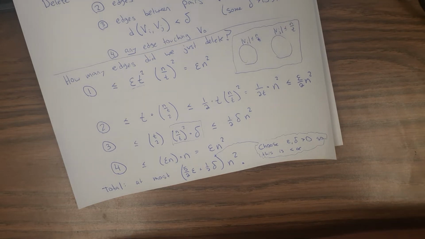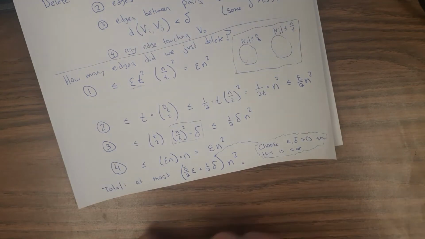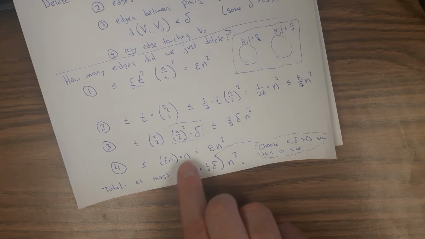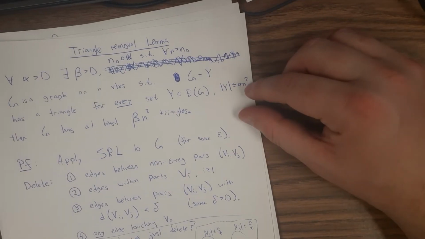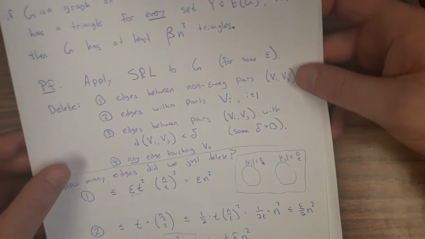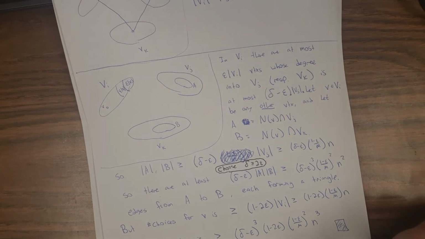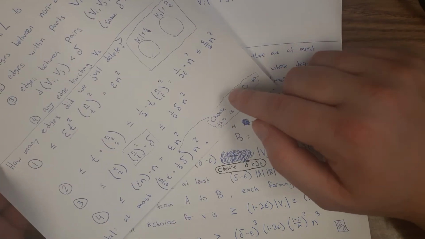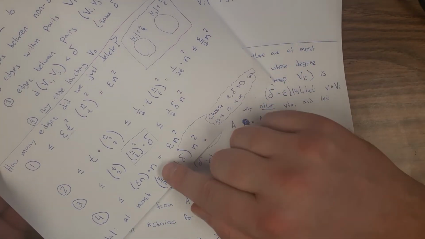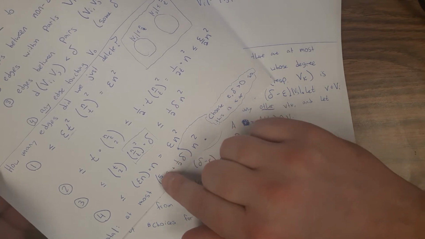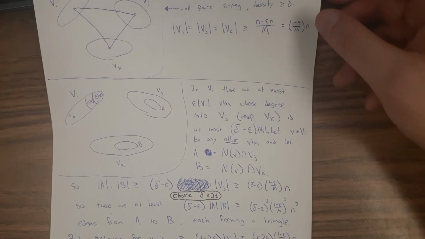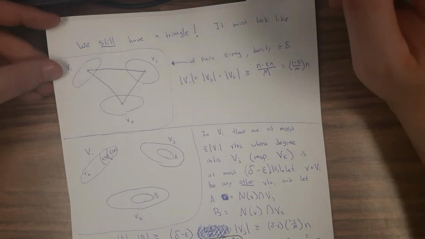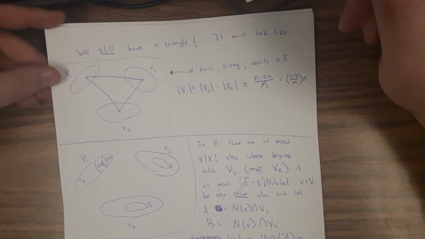So we would like to say that after removing all these edges, we still have a triangle. So I'm just going to choose epsilon and delta so that this number is smaller than alpha. In other words, the number of edges that we removed is smaller than alpha n squared. So we'll just remember that. We'll remember that in the end we need to make sure that whatever epsilon and delta are, this number needs to be smaller than alpha. And then we would still have a triangle.